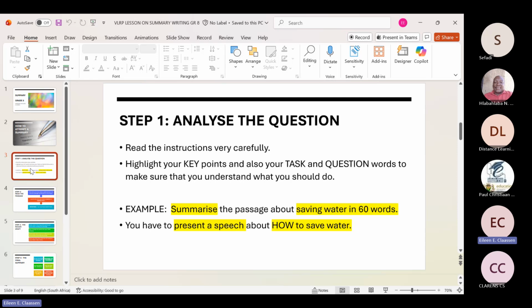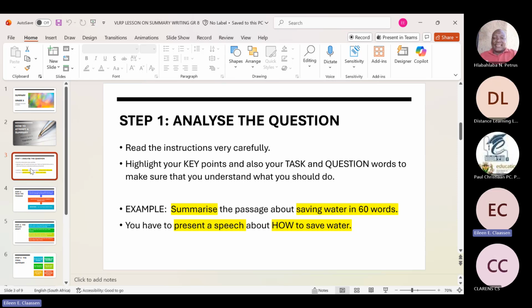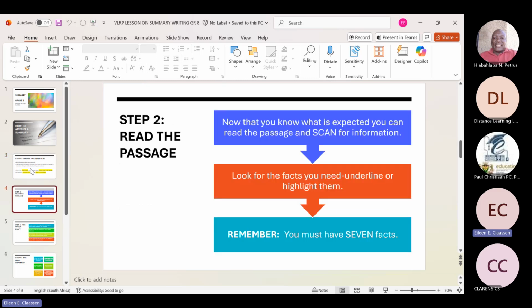And what information do we want? We want saving water. We want how to save water. So when you read, you have to look for those facts. We'll come to that in the next slide.